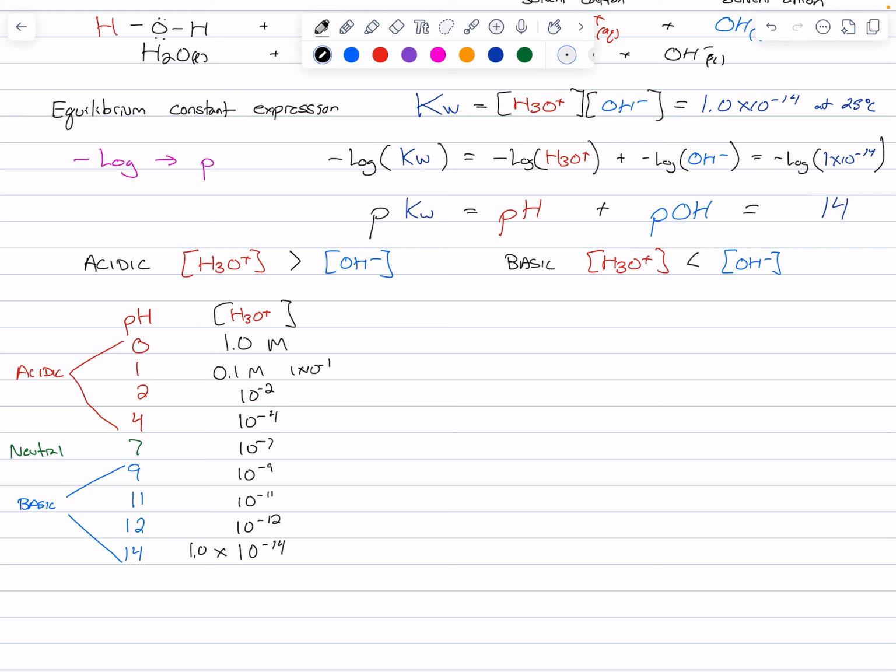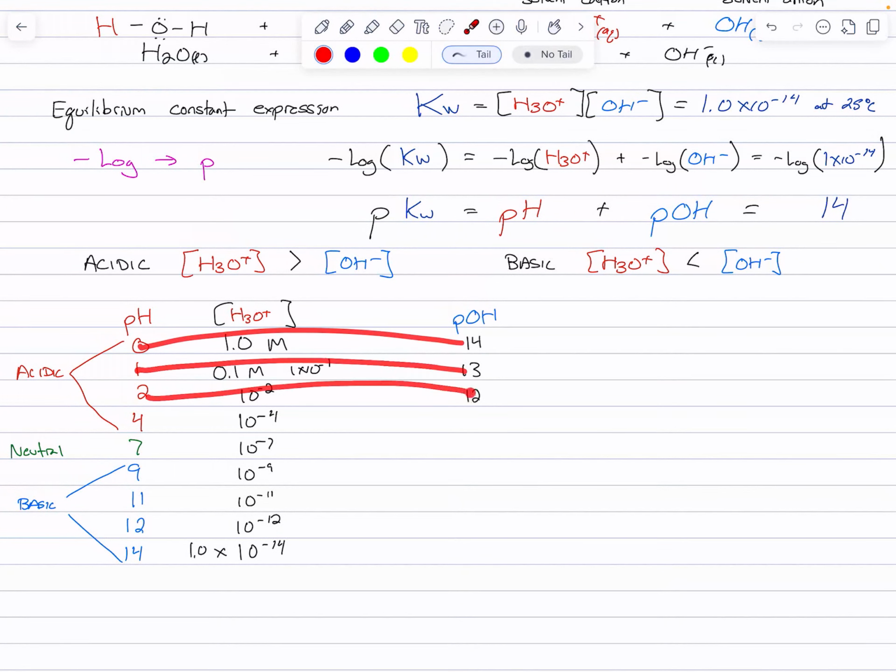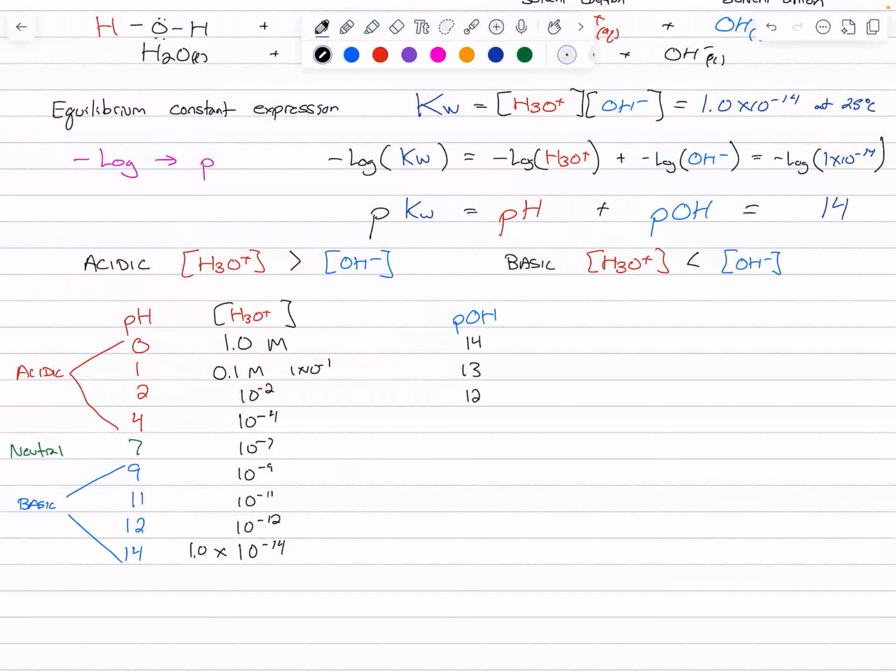Now, the pOH is the opposite. All right? And so we would start off with 14 and then 13 and then 12, right? Because 0 plus 14 is 14. 1 plus 13 is 14. 2 plus 12 is 14. All right? And then we got 10, 7, 5, 3, 2, 0.